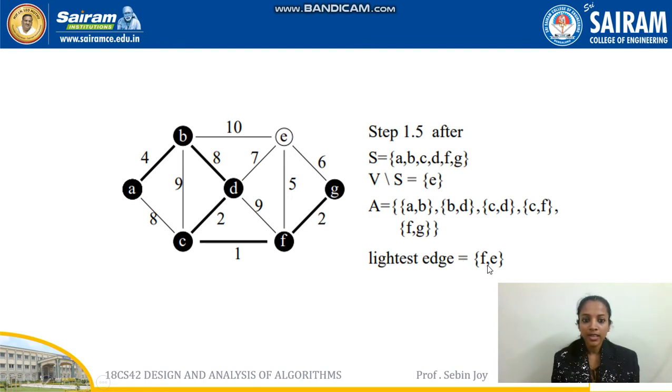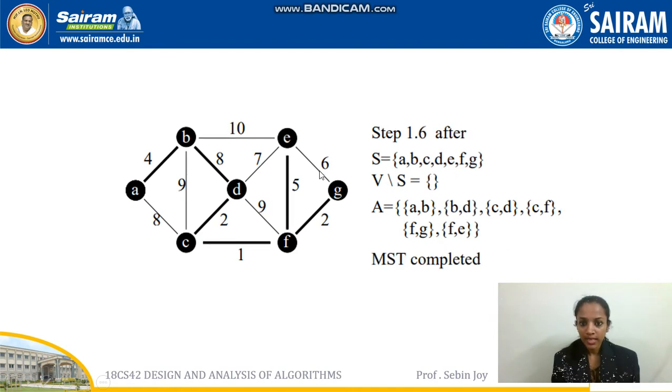After adding EF, E also will be visited. So EF is added. So V minus S becomes null. That means we have visited all the vertices A, B, C, D, E, F and G. And now we got the complete MST, as all the vertices are visited, and the edges included are A, B, B, D, C, D, C, F, F, G and F, E.